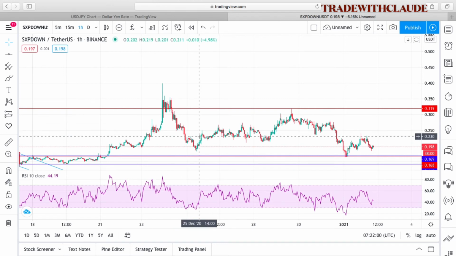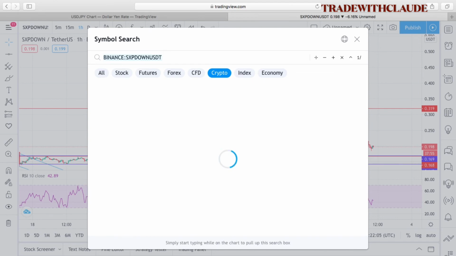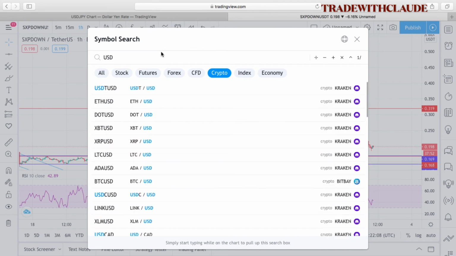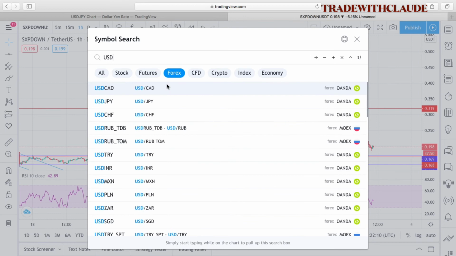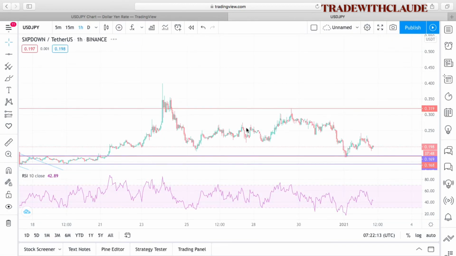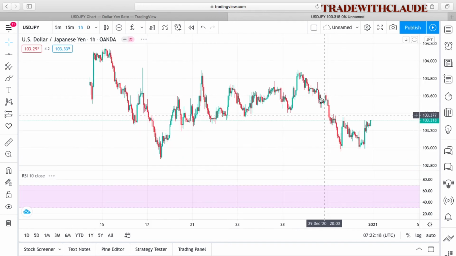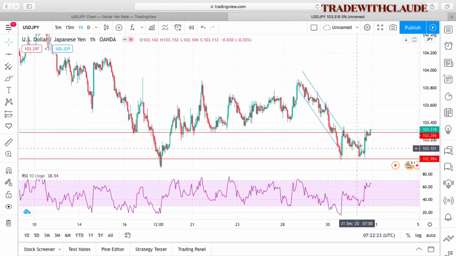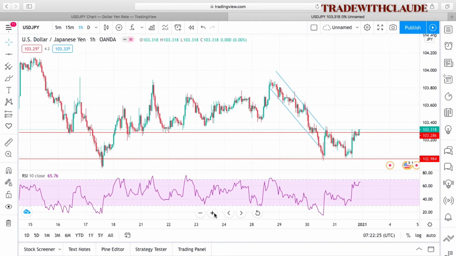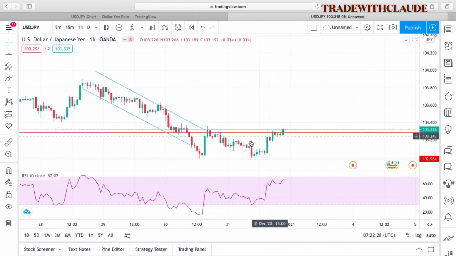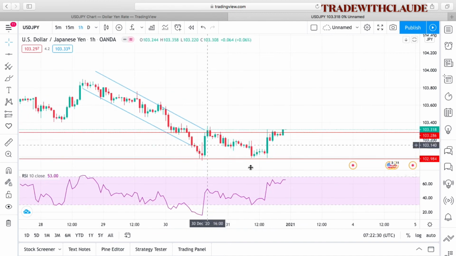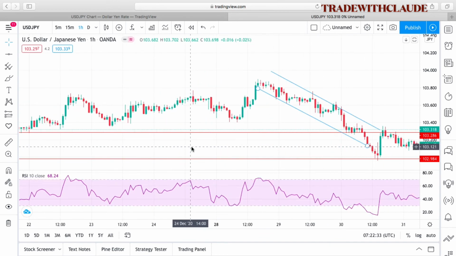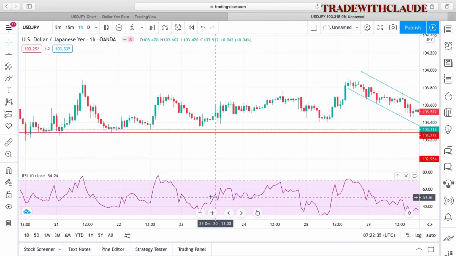Like this one, it has been in a downtrend since. BTC has been in an uptrend. The US dollar, Japanese yen, US dollar yen has been in a range market. It's loading, don't worry. Yeah, you see, it's in a range market, and it's trying to break out here. If you look at this now, it's trying its best to break out of this little consolidation it formed here. So understanding the market structure will help you understand what you're doing.